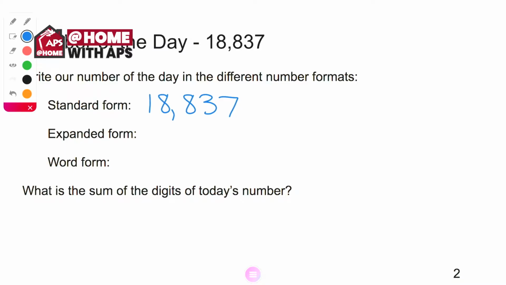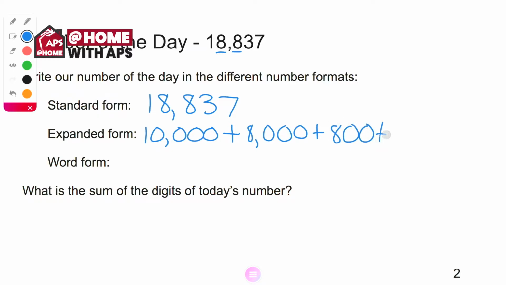And how much was that? 10,000. So we have 10,000 plus, what was the next value? 8,000, right? We have 8,000 plus the hundreds, 800, and then keep going with me. What is the next one? The tens place value, 30, and the ones, 7.